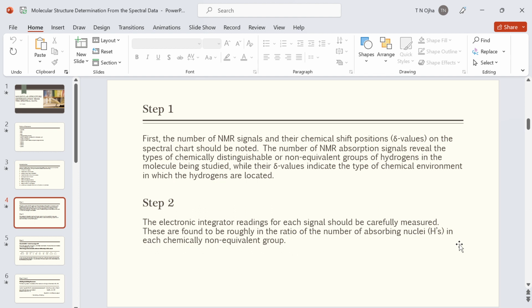Step 2. After noting the signal numbers and their positions, we proceed to the electronic integrator readings of each signal. It should be carefully measured. These are found to be roughly in the ratio of the number of absorbing nuclei, that is hydrogens, in each chemically non-equivalent group.